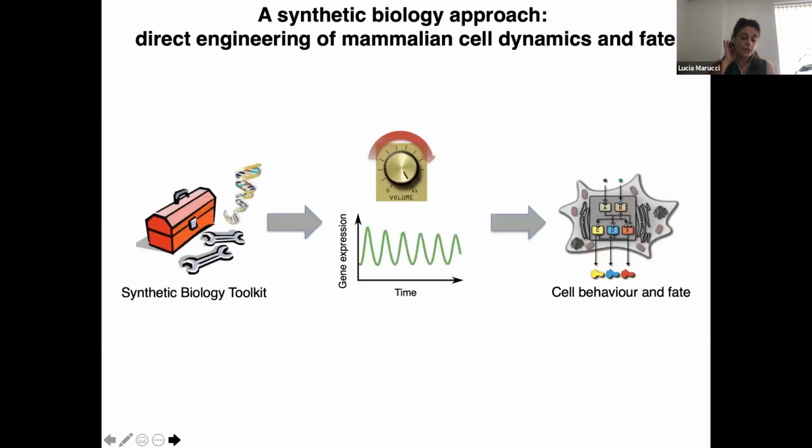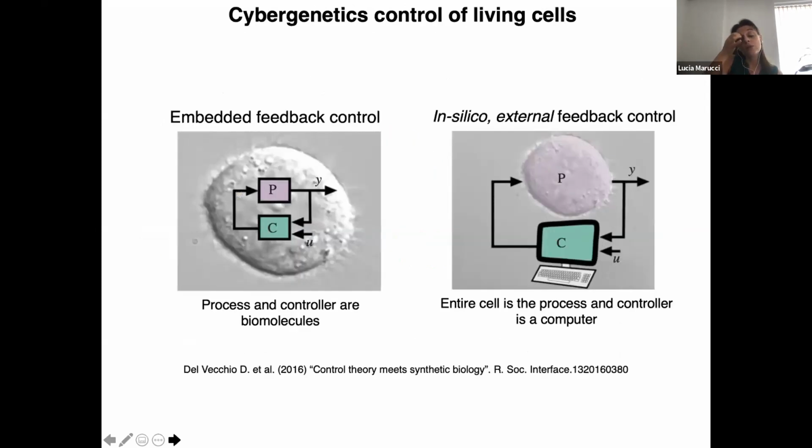And for these aims, we are also using synthetic biology approaches in which, instead of measuring what happens, we directly engineer specific gene expression dynamics to then couple them to cell behaviors. And to do this, we exploit feedback control. So there are mainly two approaches in synthetic bio. Either you can have both the controlled processes and the controller inside the cells, so implemented via biomolecules, or the controlled processes can be in the cells and the controller can be externally implemented through, for example, a computer. And this is what is called in silico external feedback control.